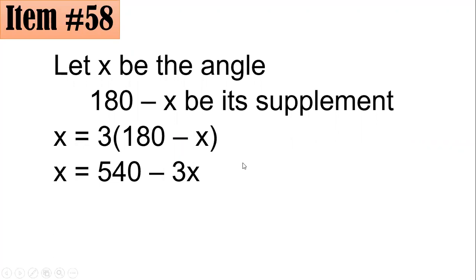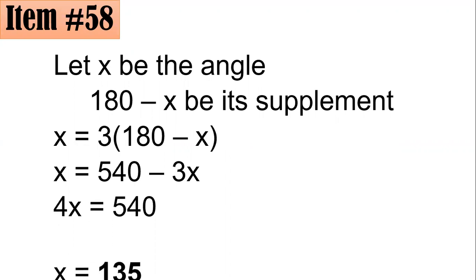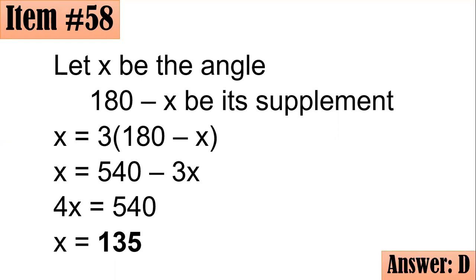So distributing the 3, that's x equals 540 minus 3x. Adding both sides by 3x, you could see po, yung left-hand side ko ay magiging 3x plus x, which is the same as that of Sir Freddy. That's why yung kay Sir Freddy, tama din po yan. So 4x equals 540. Dividing both sides by 4 gives us x equals 135. And indeed, letter D.